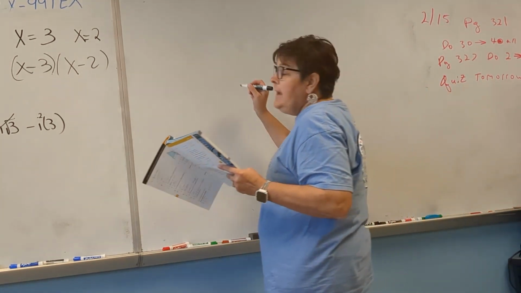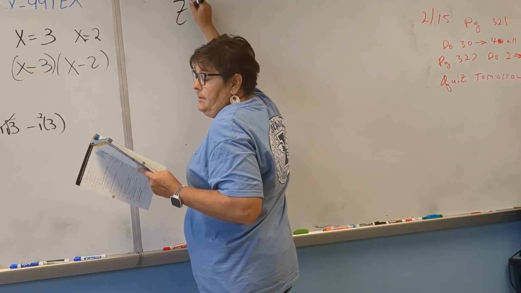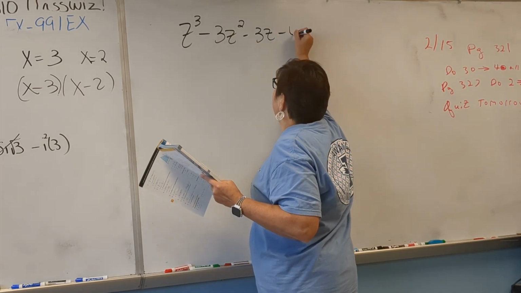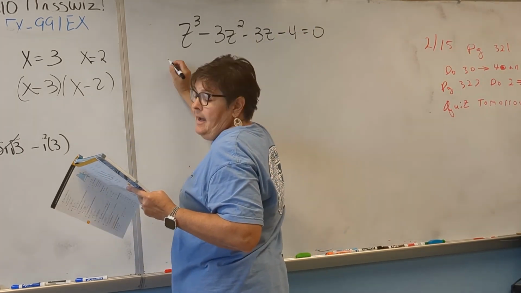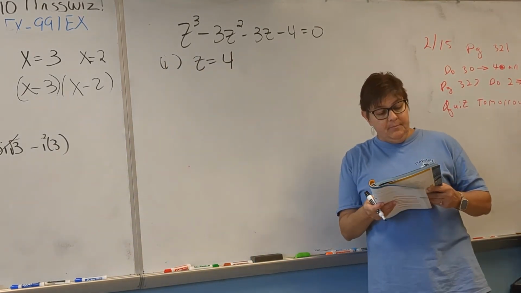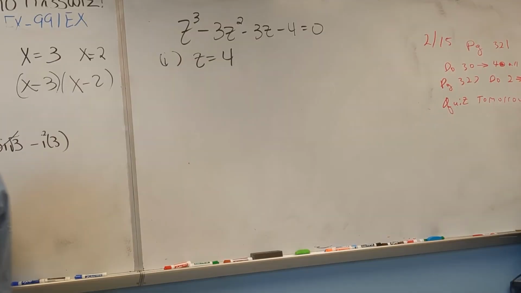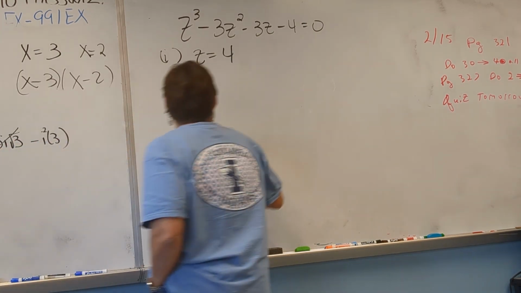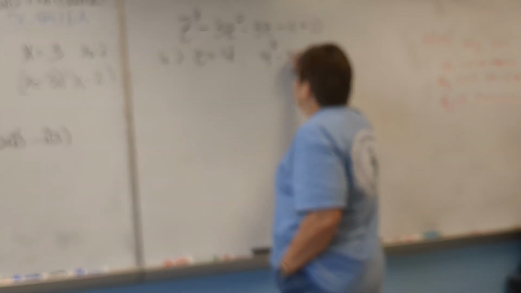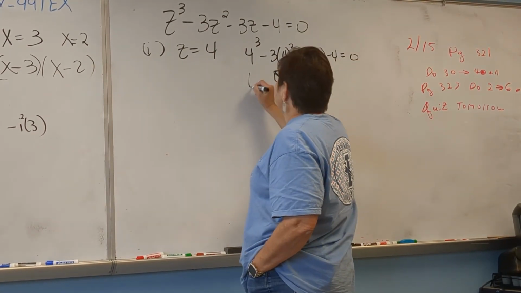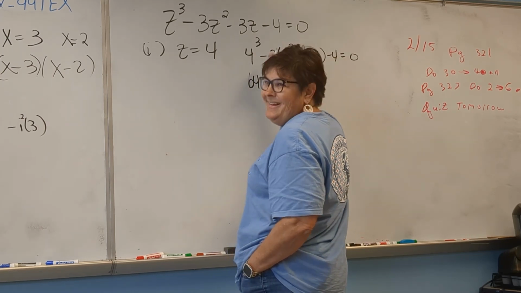Okay, so I have z cubed minus 3z squared minus 3z minus 4 is 0. Part A: I want you to show z equals 4 is a root of this function. It's that easy. Well, maybe it's not that easy because they're big numbers, but you all have those handy-dandy calculators.